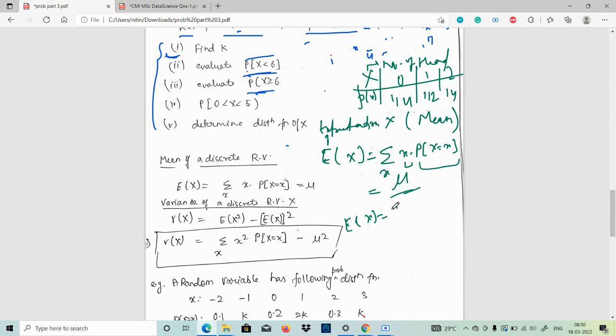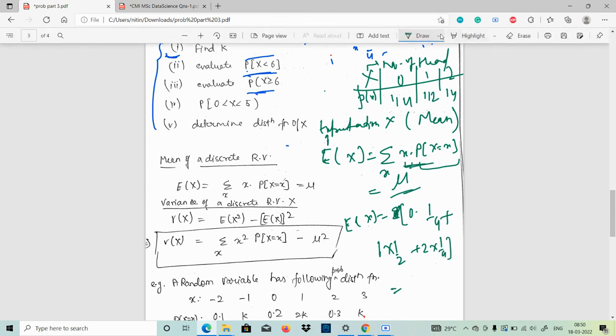For x equal to 0, we have 0 into probability, so 0 into 1 by 4, plus, after 0 we have 1, so 1 into 1 by 2, plus, after 1 we have 2, so 2 into 1 by 4. You calculate this by multiplying both quantities, x and p of x, and then adding all those things. This will be equal to 0, plus 1 by 2, plus 1 by 2. So the mean here is 1. 1 is your mean.